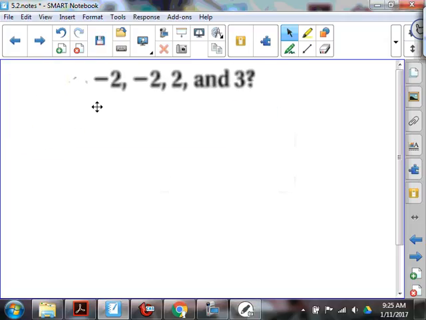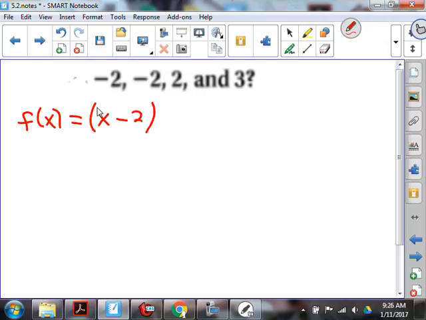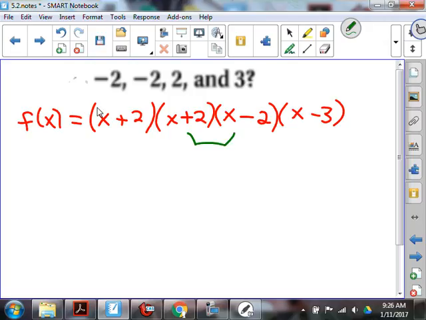So here are the zeros. F of x would be x minus, no, not x minus 2, x plus 2, and then x plus 2, and then x minus 2, and then x minus 3. What pair should I multiply first? The first two, the last two, or the middle two? The middle two. Yeah, I'm going to go ahead and multiply those middle two because we just saw that a minute ago, didn't we? That's going to be x squared minus 4.